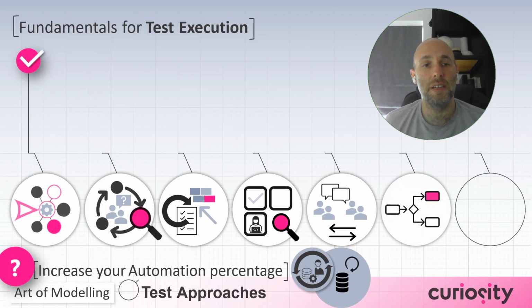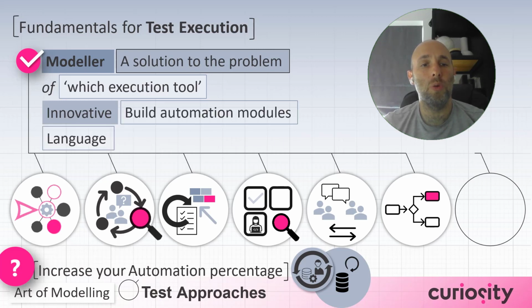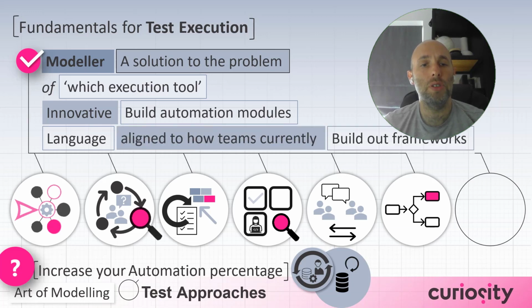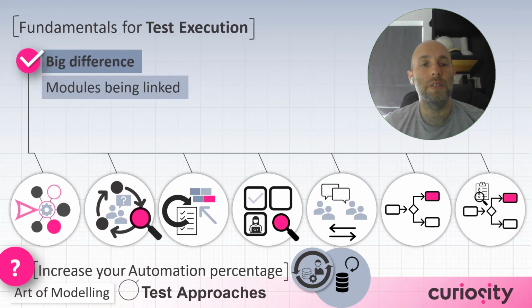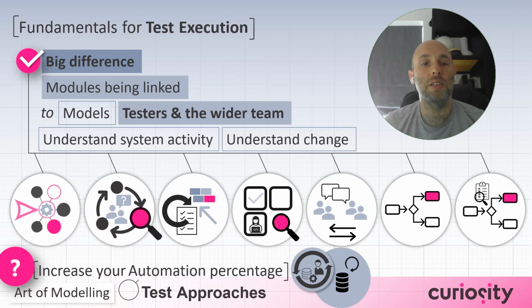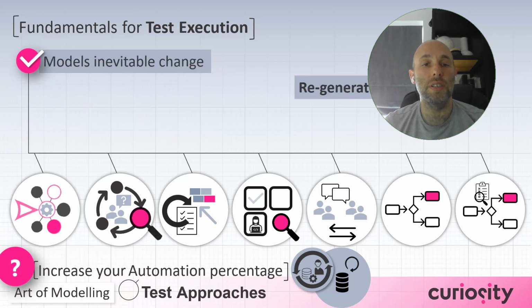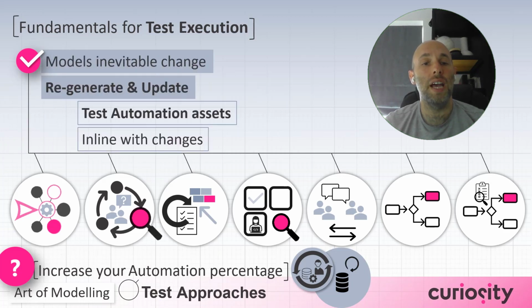Modeler provides a unique solution to the problem of which execution tool by allowing pretty much the use of any. In an innovative way, Modeler gives teams the ability to build up automation modules in the language of the team's choice, much in the way teams would build out a framework today. However, the big difference is these modules are linked to models that help the testers and the rest of the team understand what the system does and how it changes. That means, as the system inevitably changes, the team is able to use Modeler to model those changes and regenerate the test execution assets in line with the changes to the system.